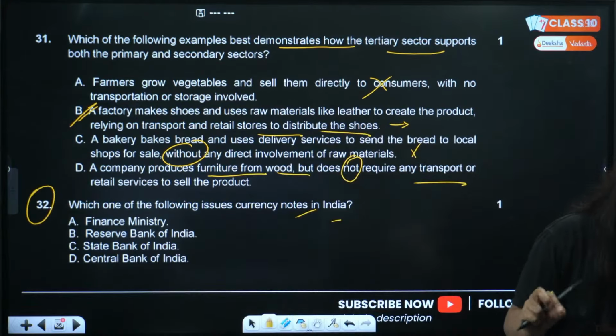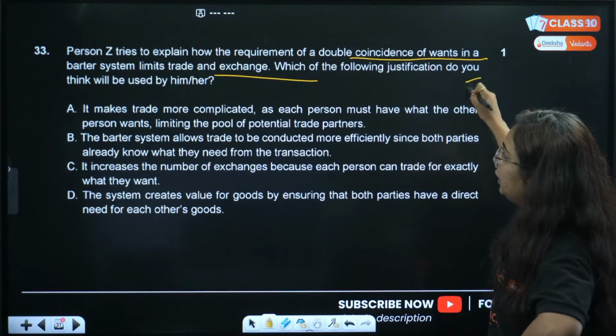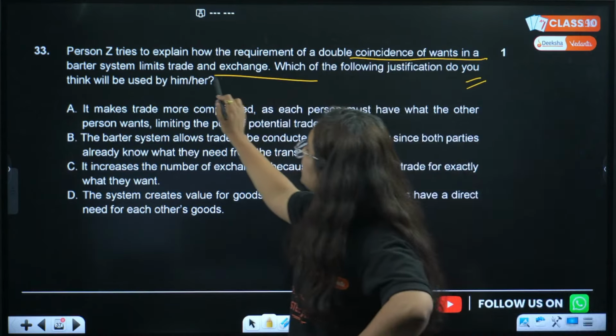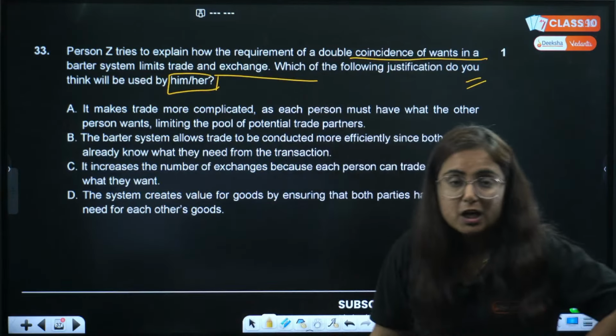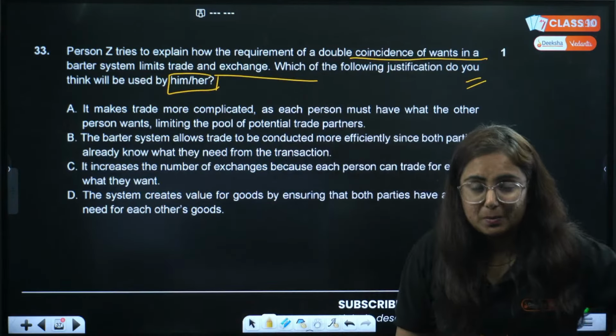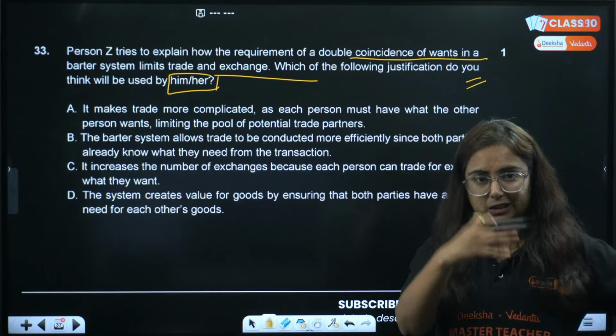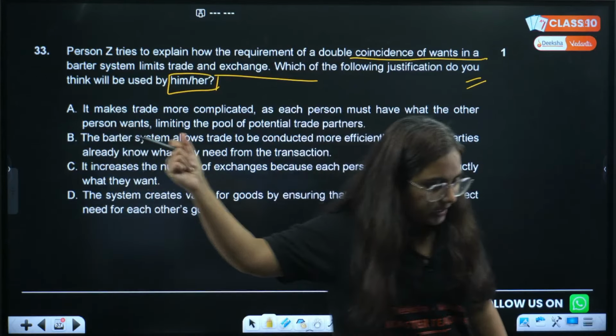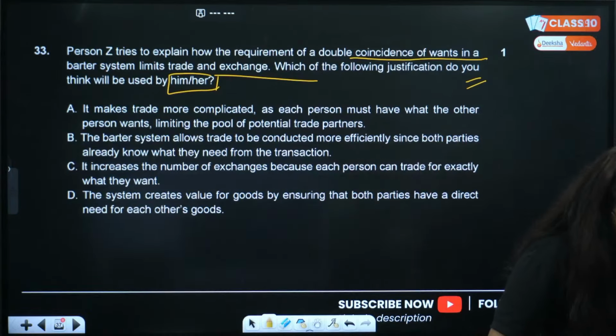Next question, 33. Person Z tried to explain how the requirement of double coincidence of wants in a barter system limits trade and exchange. Which of the following justifications do you think will be used by him or her? Basically the question is about how the barter system is not as good as currency. What are the limitations of the barter system? Read the options right now, give me the answer.